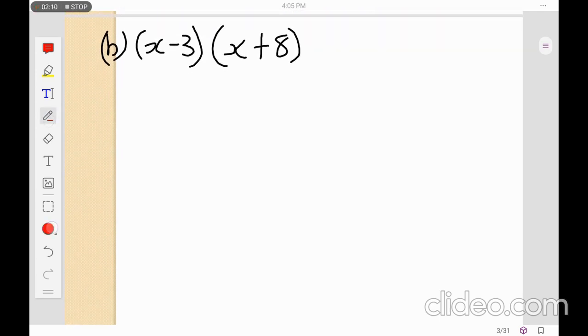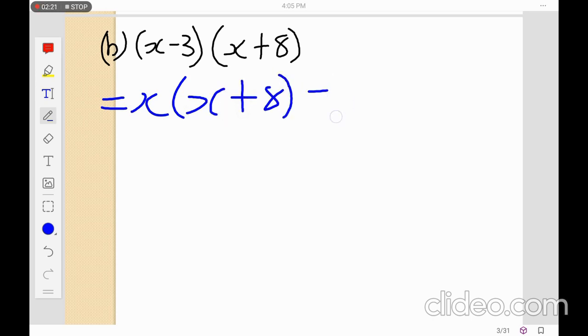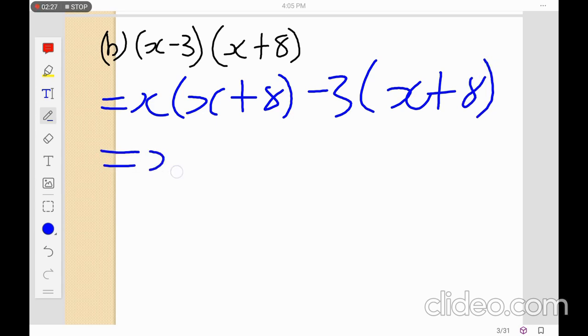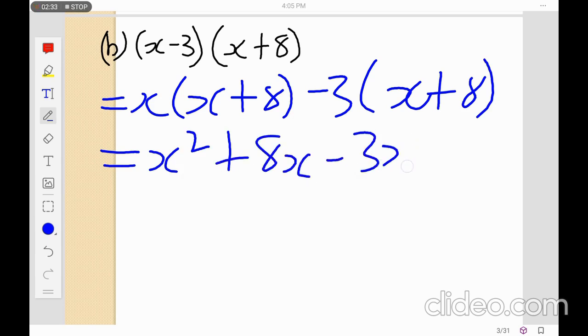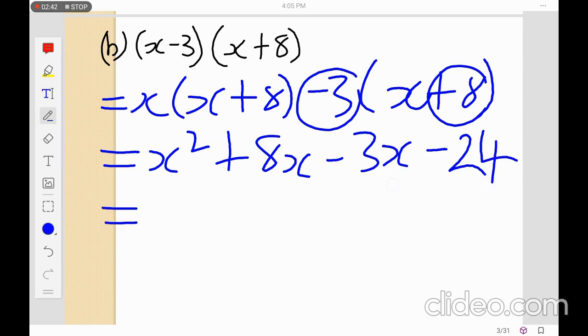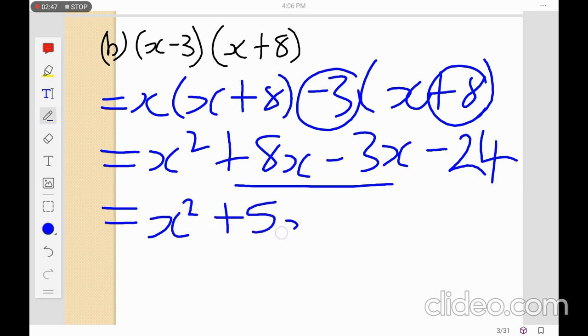Here I've got another question. We are going to do the same. We expand our bracket. Expanding, we have x multiplying x plus 8, then minus 3 multiplying again x plus 8. Multiplying x, we get x squared, then plus 8x and minus 3x. Then minus 3 times 8, we get minus 24. Then we add and simplify. So I'll get x squared plus 5x minus 24. So I'm done with expanding.